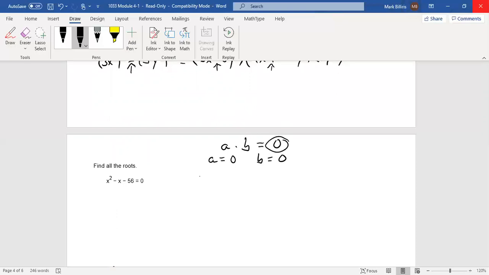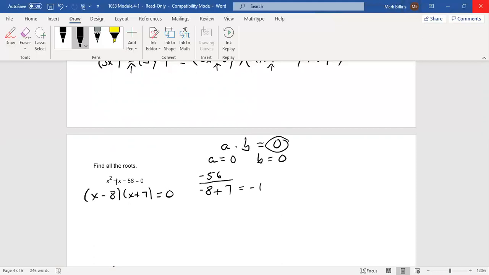So our shortcut is we're looking for the factors of negative 56 that add to our middle term, which in this case is negative 1. So we know that negative 8 times positive 7 is negative 56, and negative 8 plus 7 equals negative 1, which is our middle term. So we can factor this to x minus 8 and x plus 7.